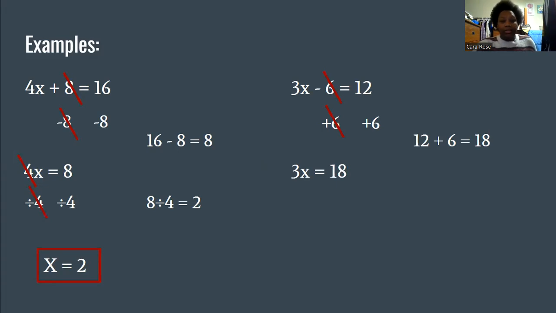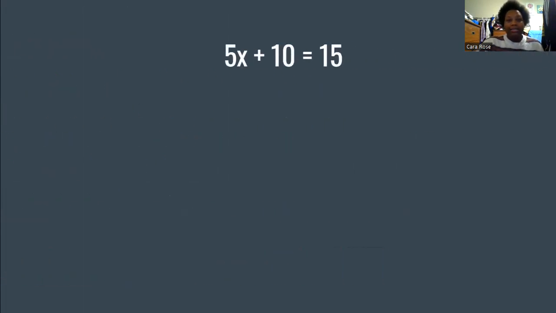Again, 3x is just 3 times x. So to get rid of that 3, we're going to divide each side by 3. That would get rid of the 3 on the left side, isolating x. And 18 divided by 3 would equal 6, giving our final equation as x equals 6, which is also our final value. So let's head on to our last example, which is 5x plus 10 equals 15.